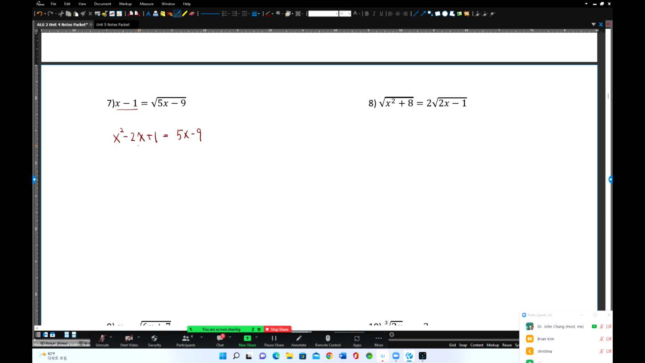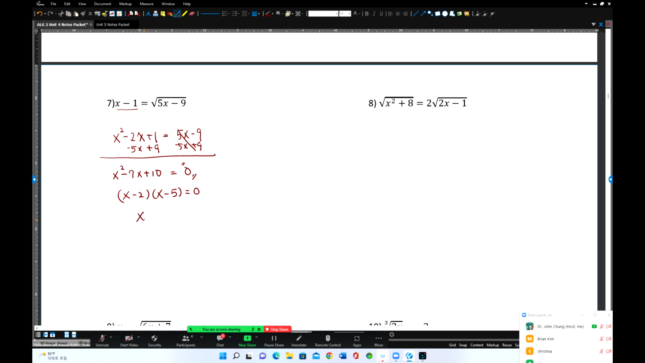Okay, minus 5x, I'm going to write here negative 5x, and plus 9 and plus 9 at the same time. This is all 0. So left-hand side: x squared minus 7x plus 10 equals 0. Because this is a quadratic, one side is always 0, right? Why do we need this? We need to factor, to use what? Zero product property. So this one can be factored: x minus 2, x minus 5 equals 0.